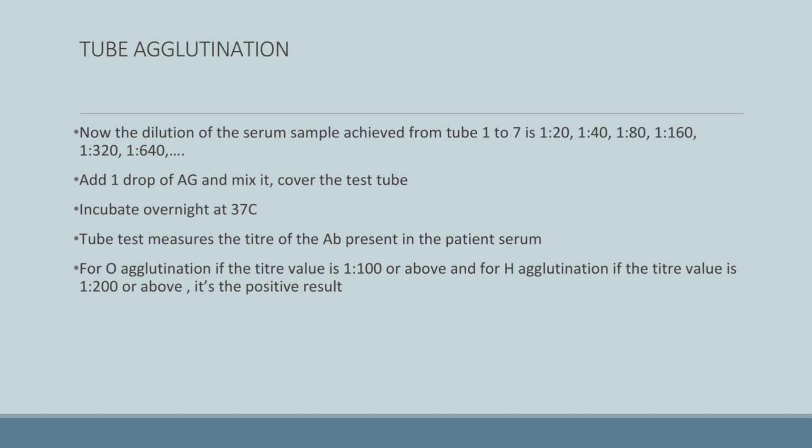Now we have to add the drop of antigen, mix it, and cover the test tubes. Incubate at 37 degrees Celsius overnight. The test tube measures the titer of the antibody present in the patient's serum. For O agglutination, if the titer value is 1:100 or above, the patient is suffering from typhoid or paratyphoid fever. For H agglutination, if the titer value is 1:200 or above, then it is a positive case.